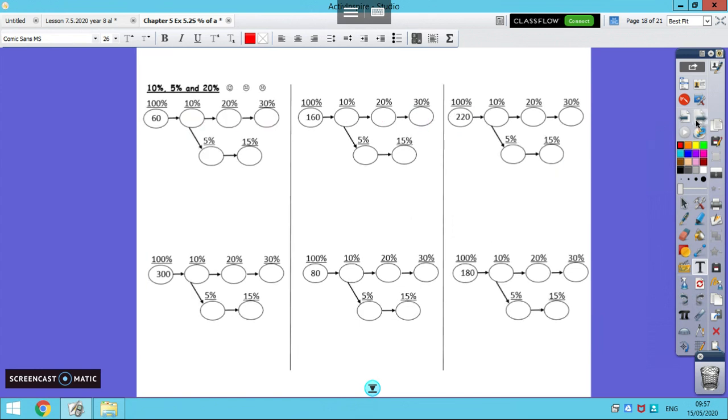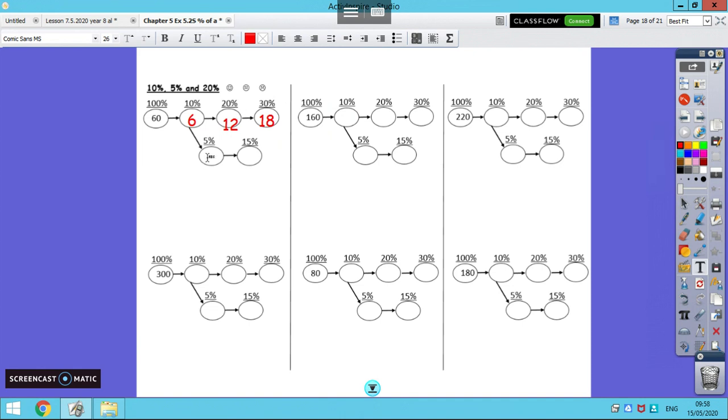And then let's have a look at the next ones. 10%, 5%, and 20%. So we start off with 60. We find 10%, so we divide 60 by 10, which is 6. Now, 20% is double 10%, so that's going to be 12. And then 30% is 10% add 20%, which is going to be 18, because 10 add 20 gives me 30, so 6 add 12 gives me 18.